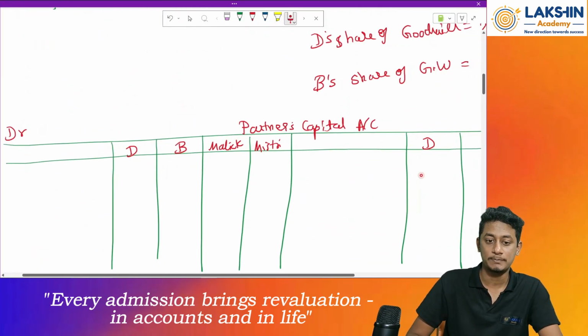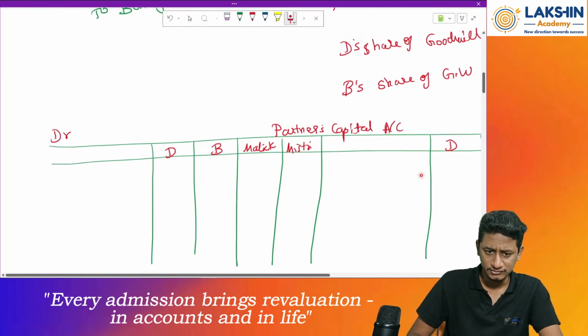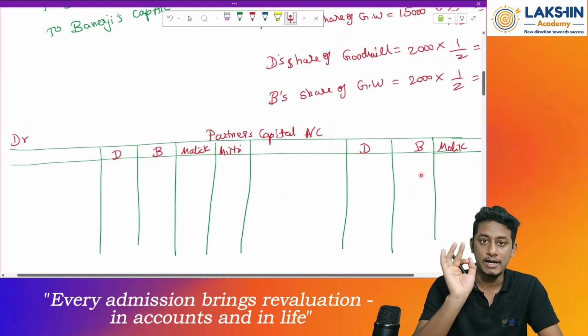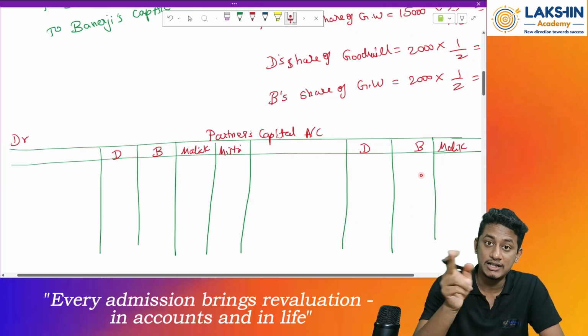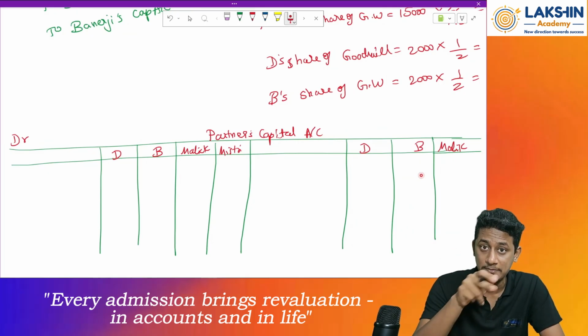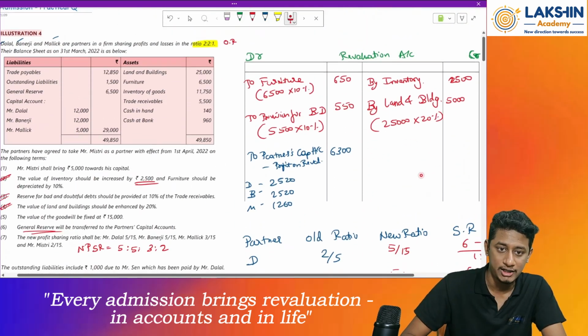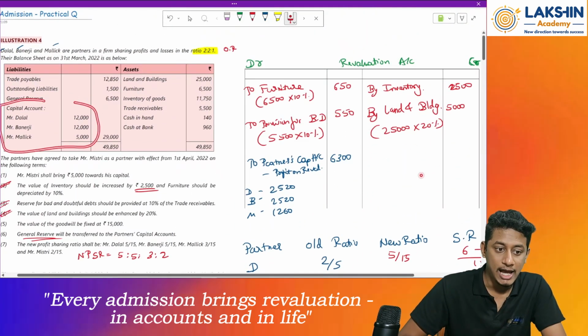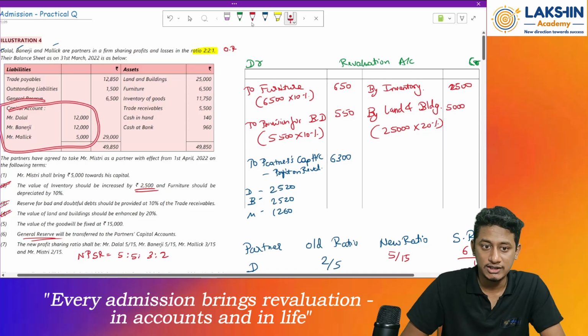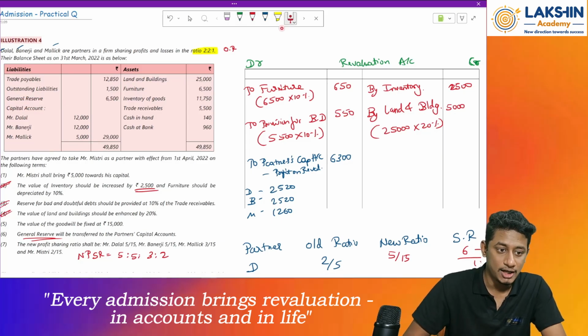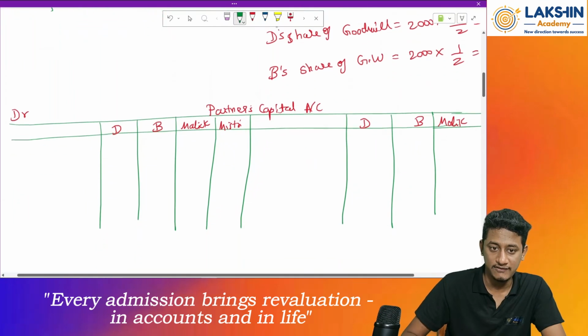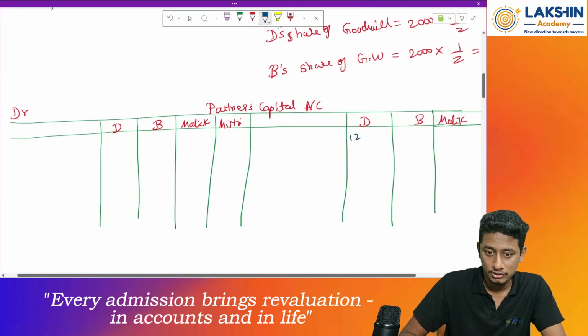Okay. So first of all, let's prepare the partner's capital account. Now tell me, how will you open the partner's capital account? Since this is an existing firm in which a new partner is admitted, we will have the opening balance of capital already. Where capital account balances are given to us, right? What are the balances? Rupees 12,000, 12,000, 5,000. So take the same. 12,000 to D, 12,000 to B and 5,000 to Malik.